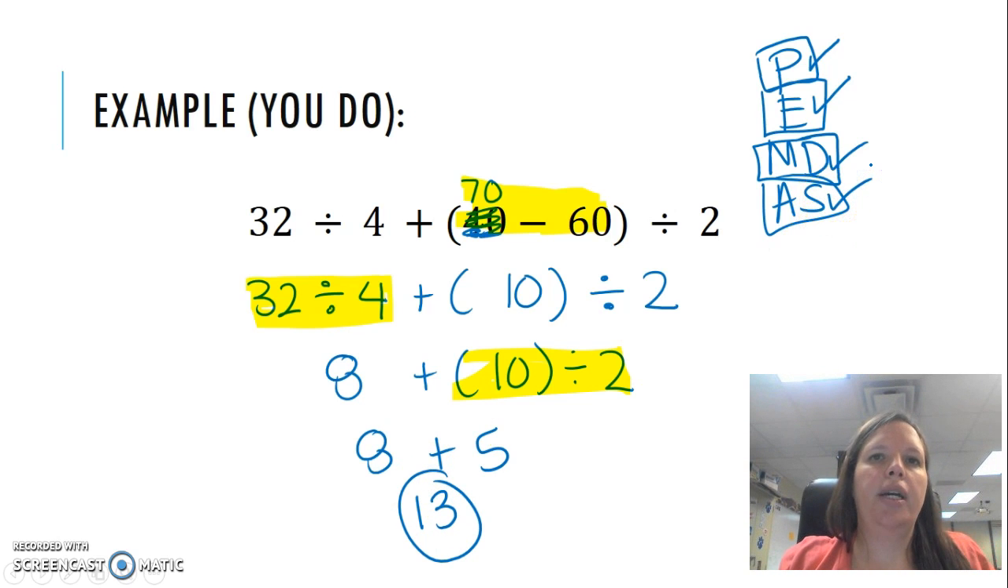There's one more problem, a challenge problem. I'd like you to try it on your own and check the answer with a teacher.